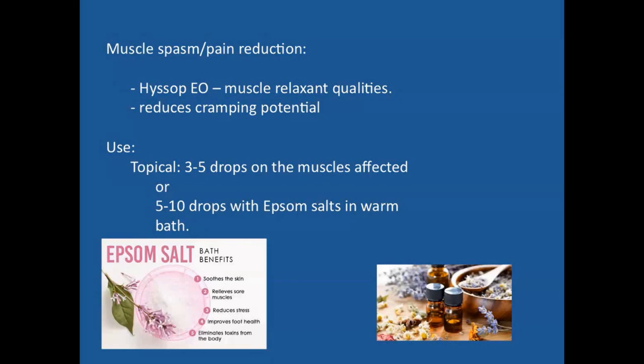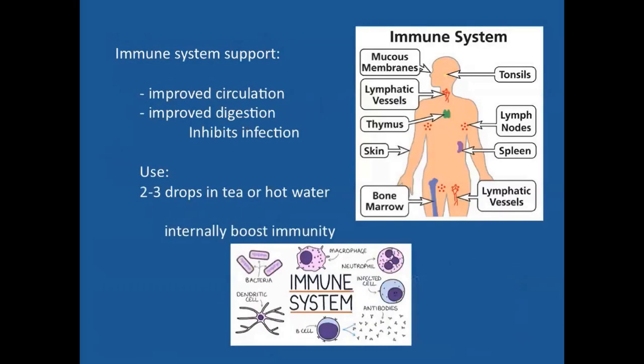So 5 to 10 drops of hyssop essential oil with Epsom salts in warm water in a warm bath can be helpful for reducing muscle spasms and pain. It also has immune system support.